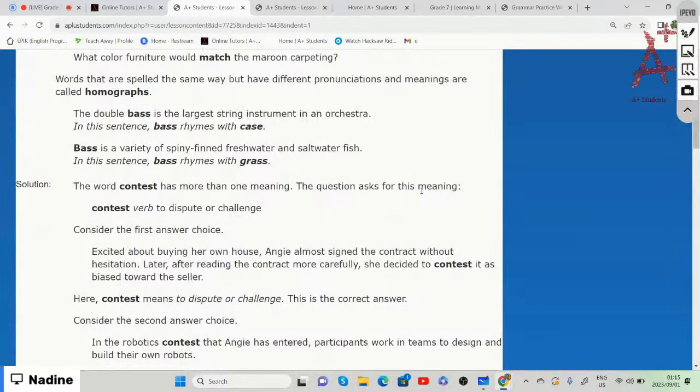All right, we said that the word contest has more than one meaning, right? So it can even be like, I contest, we say things like that. It's like, I dispute or I challenge, and it's usually used in court, right? Excited about buying a house, Angie almost signed the contract without hesitation. Later, after reading the contract more carefully, she decided to contest it as biased towards the seller.